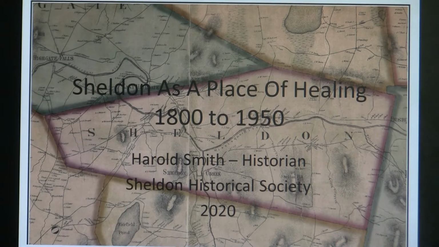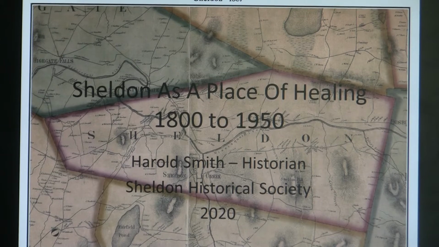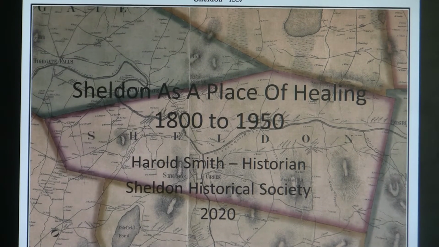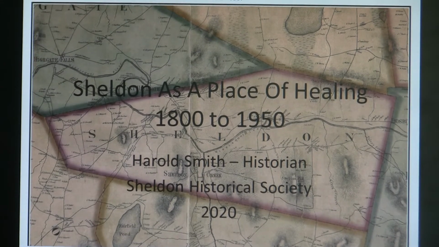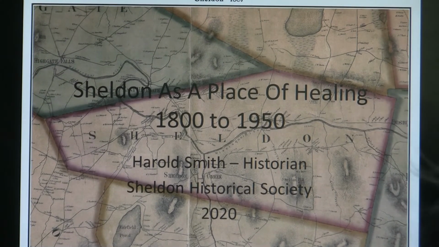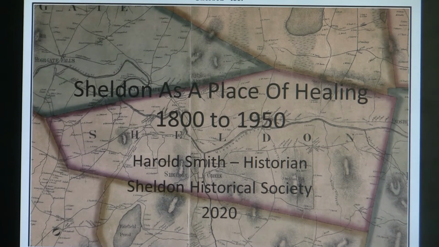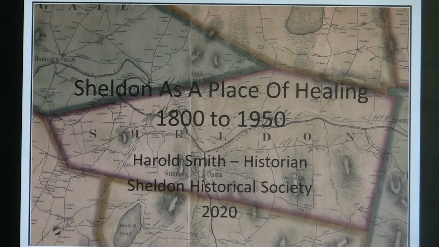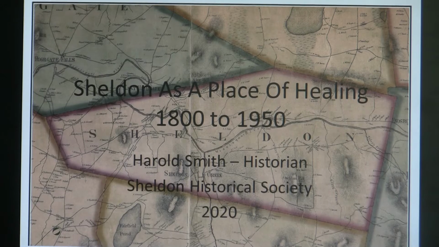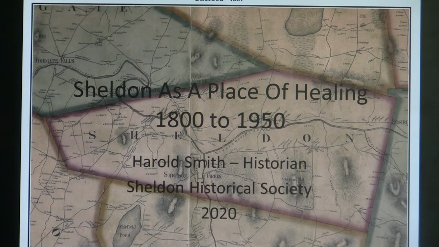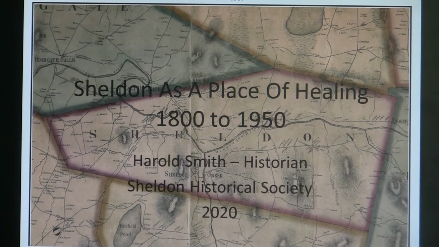This is the first of a series of presentations about Sheldon as a township in Vermont experiencing a tourist boom with hotels and springs, primarily in the second half of the 1800s and dwindling off by the beginning of the 1900s. This presentation is by Harold Smith in conjunction with research completed by the Sheldon Historical Society.